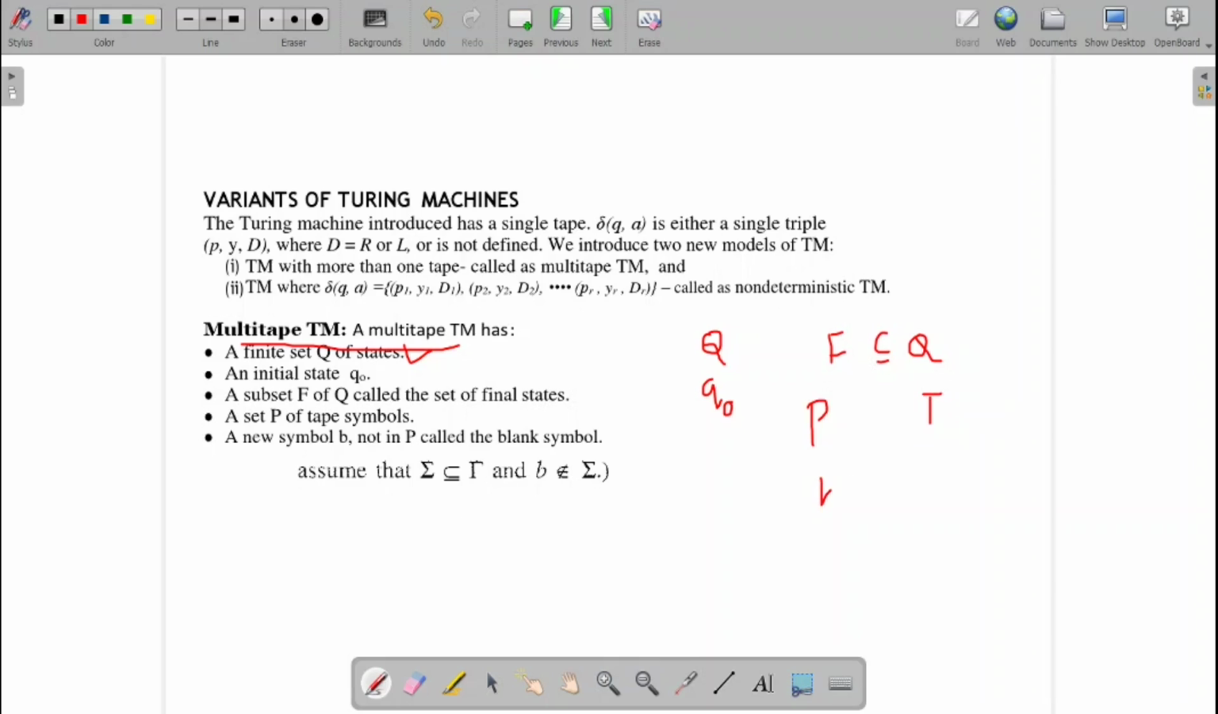So blank is not part of sigma, you need to remember. Sigma is your set of input symbols. Sigma is a subset of tau. What is tau? Tau is the set of tape symbols. So sigma is a subset of tau, but blank is not a member of sigma. Blank is the blank symbol that we use.